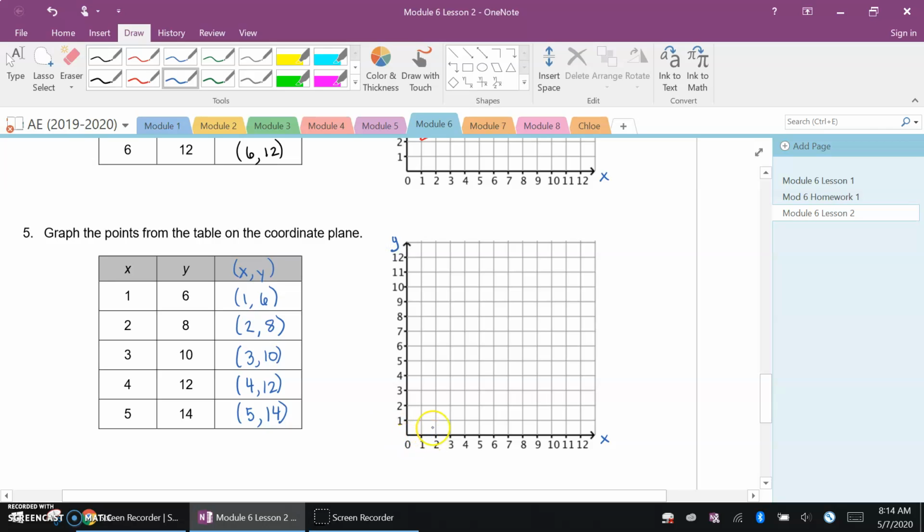You don't have to. So we're going to go over 1, up 6, over 2, up 8, over 3, up 10, over 4, up 12. And we purposely did this here so that if you realize you don't have enough space, because this is our 13, we can just eyeball it and make sure that we put an extra point up there. And again, we would take our ruler to connect, and we would put arrows on both sides.